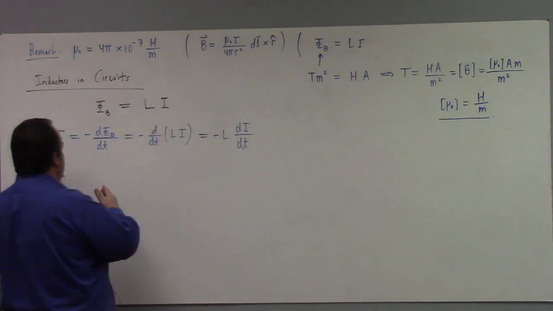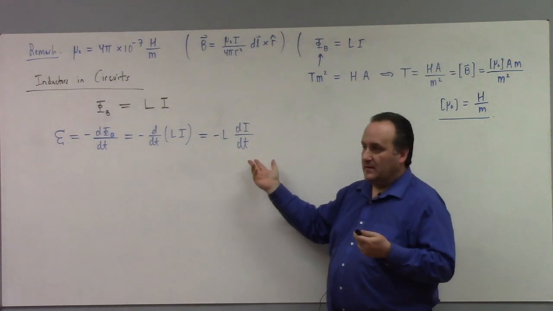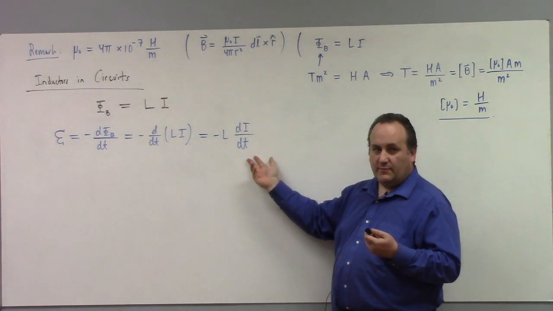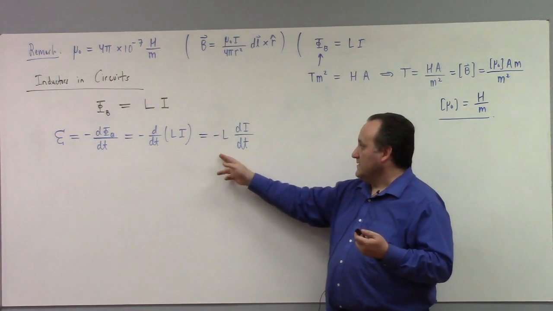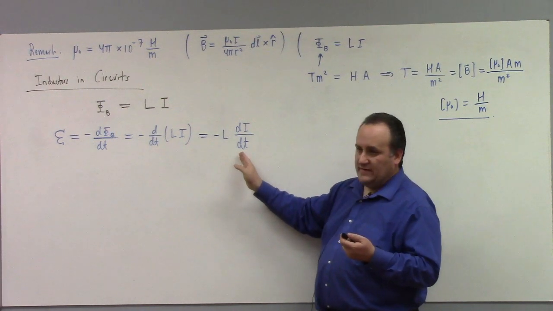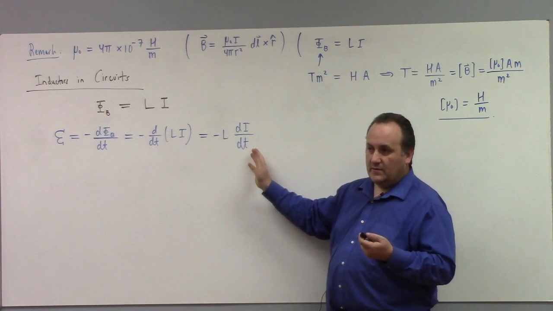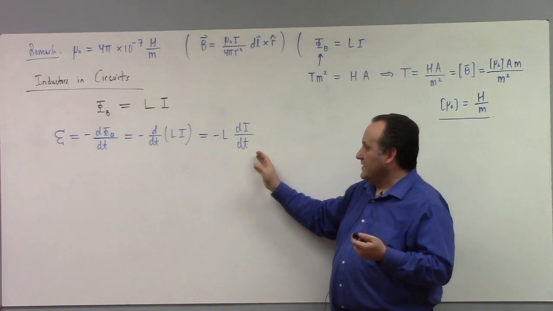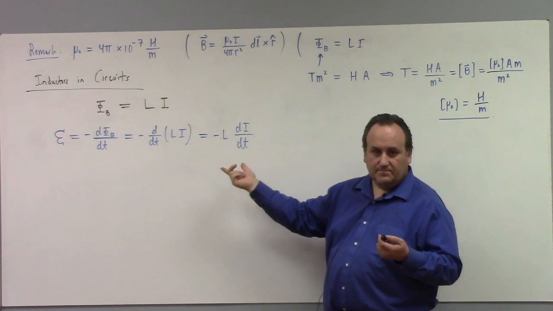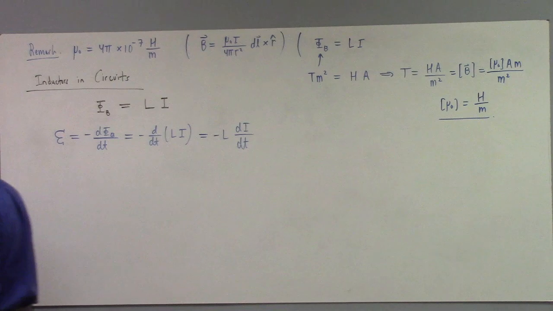So there it is. The voltage induced by an inductor is equal to minus L di/dt. What that means is that the voltage on an inductor is proportional to the inductance times the time rate of change of the current. If the current's not changing, the voltage on the inductor is 0. On the other hand, if the current is changing, then the voltage on the inductor can be non-zero. So that's pretty much it for that.